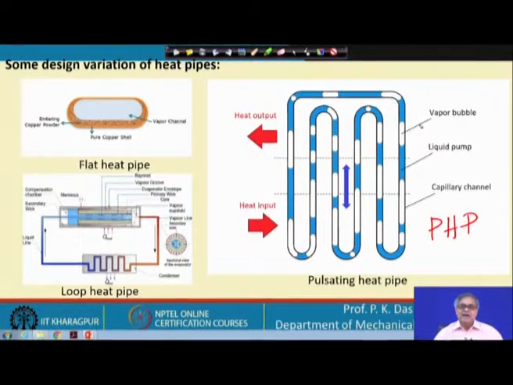of gravity. At any orientation this kind of heat pipe can operate, or there should be a very nominal, very small inclination. At that nominal inclination it can operate. It really need not always be in the vertical orientation. So, this is your pulsating loop heat pipe. So, three different types of heat pipe I have shown.